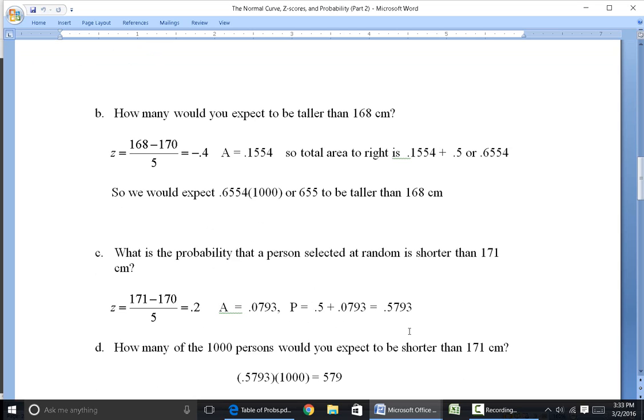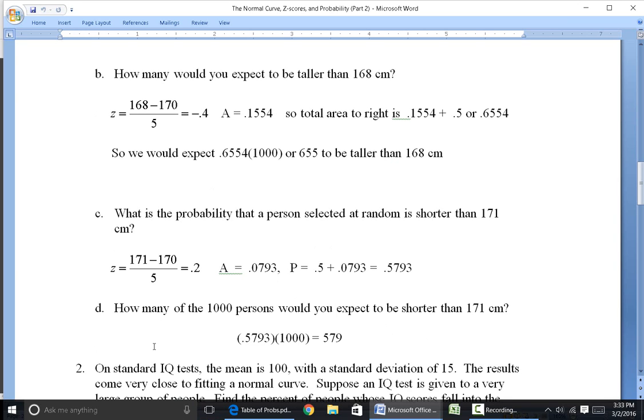So in this case, it's asking for the probability. What is the probability that a person selected at random is shorter than 171? So I would just give the answer as 0.5793. The probability is 0.5793. And of course, in Part D, I simply use the information from Part C. It says, how many of the 1,000 persons would you expect to be shorter than 171 centimeters? Well, in that case, I just multiply that by 1,000, and I get 579.3. I'll round that out to 579. There it is.